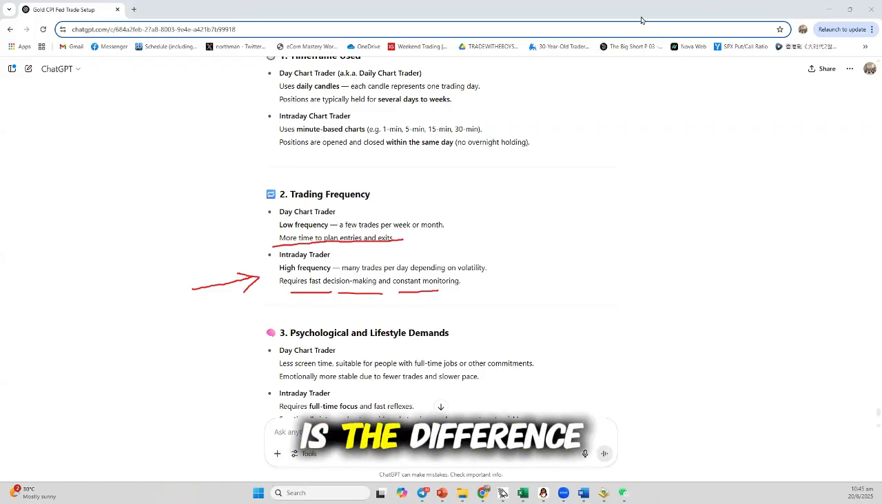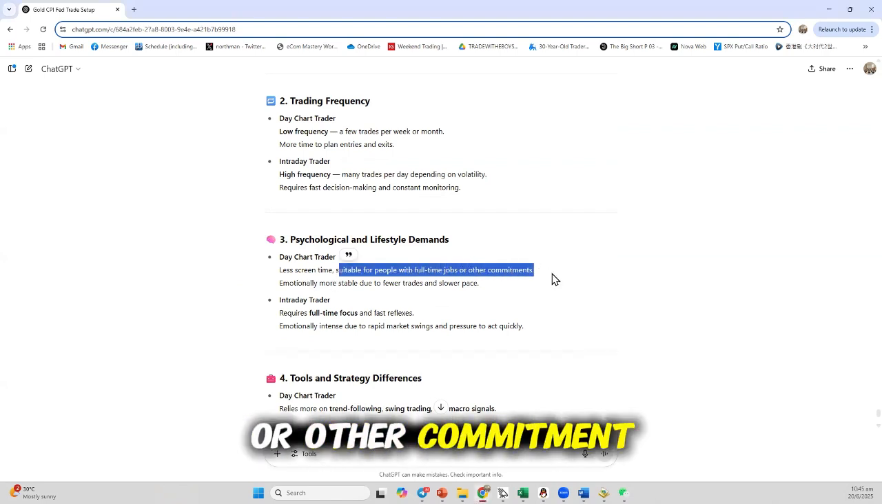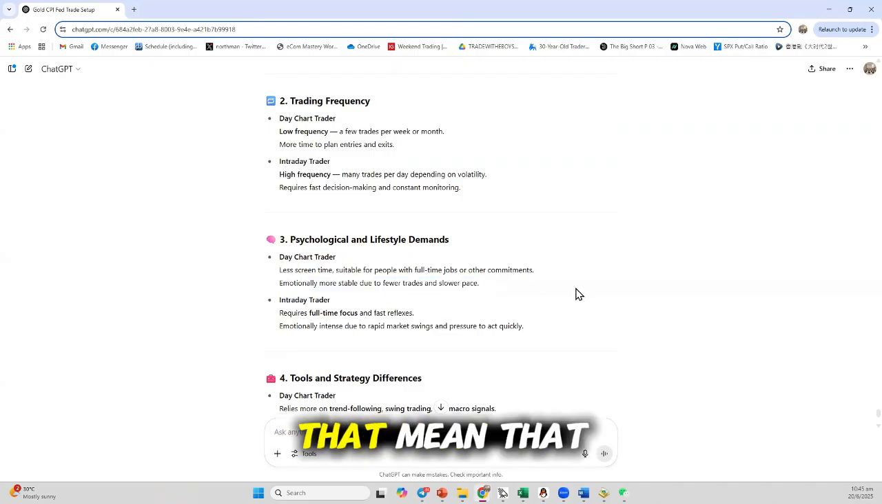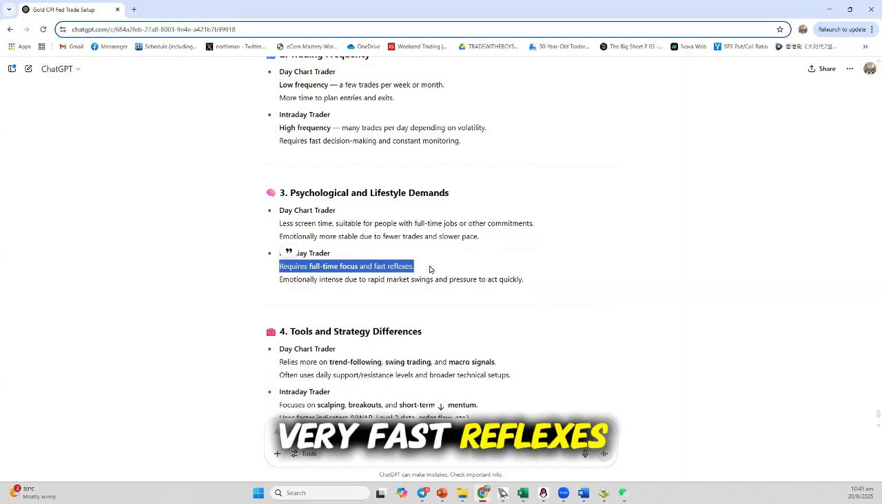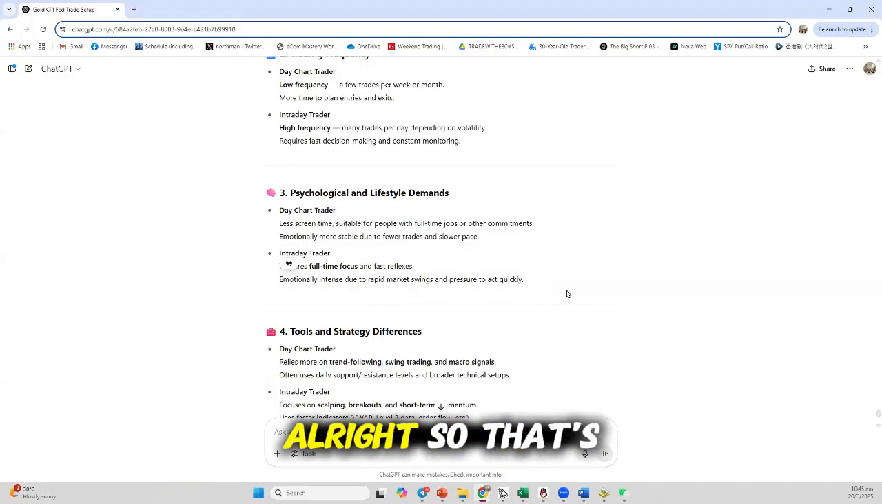Now what is the difference in psychology? This is where it gets interesting. The day chart trader has less screen time, so it is suitable for people with a full-time job or other commitments. Emotionally, we're more stable due to fewer trades and a slower pace. I mean, no kanchong. When you buy, sell, buy, it's easier for them. But the intraday trader requires full-time focus and very fast reflexes. It is emotionally intense due to the rapid market swings and pressure to act quickly. That's why some of you are very excited: you see the market, wow, go in, go out. It's good, but of course, you get drained very easily.